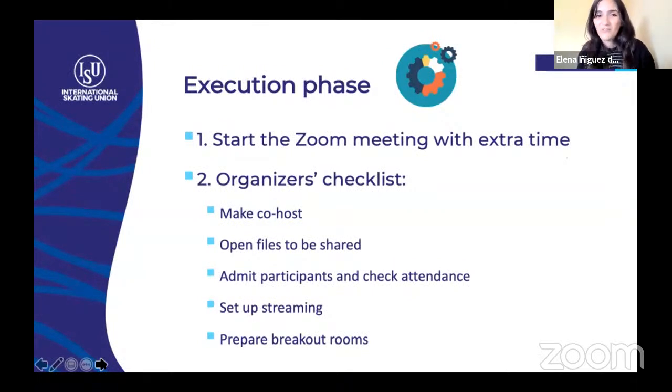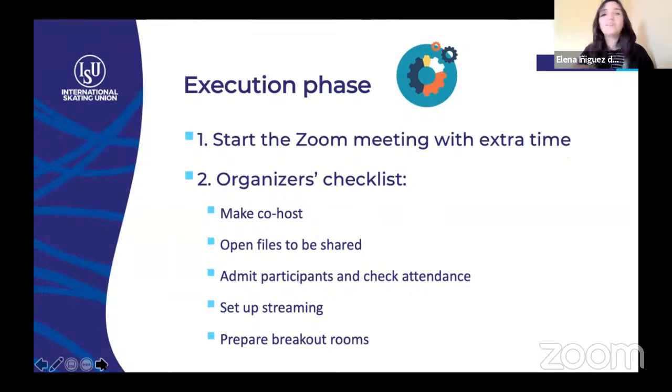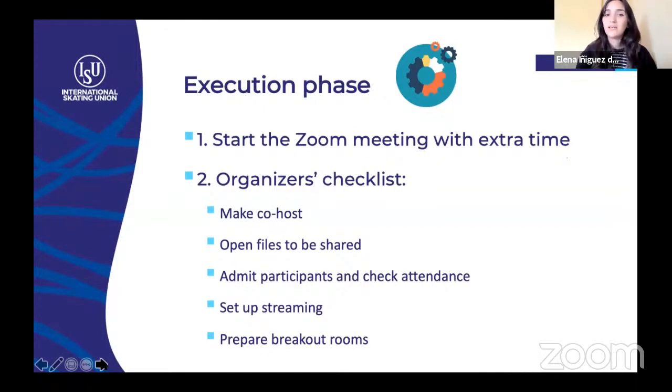What do you do? First, you start the Zoom meeting with as much extra time as you can have, because you will use that time for preparation. And from the host point of view as organizers, here's my checklist. First, you give co-host permissions to your colleague. That's why you have 2 people, like I mentioned, 1 host and 1 co-host to deal with the production behind the scenes.